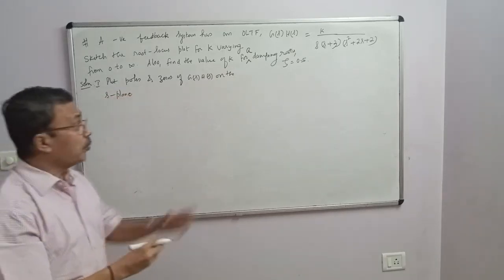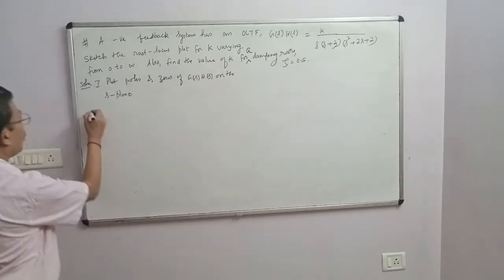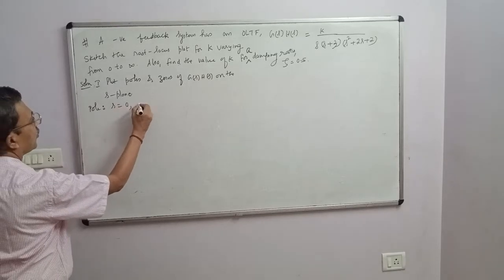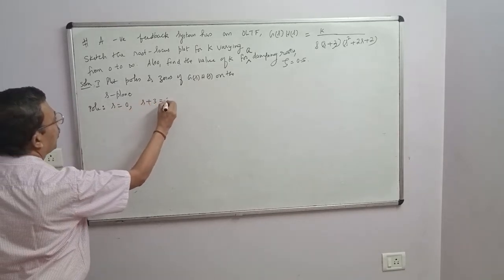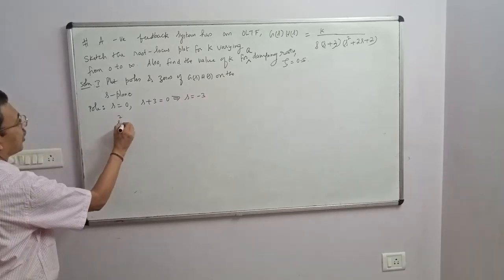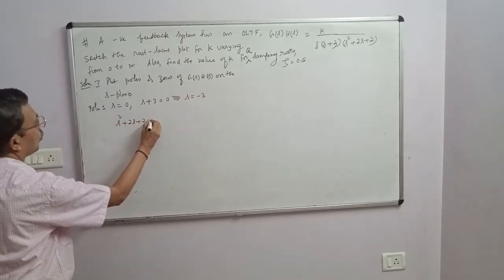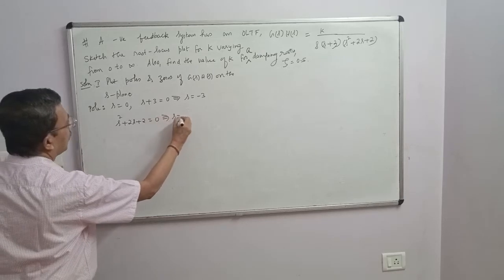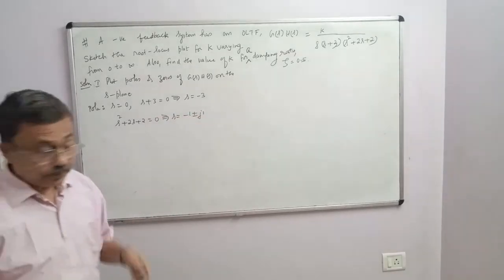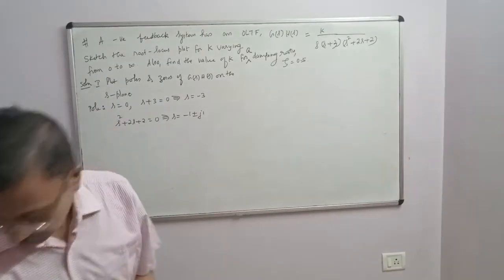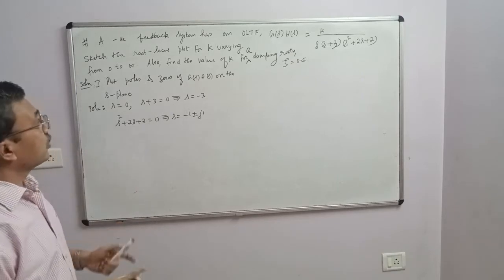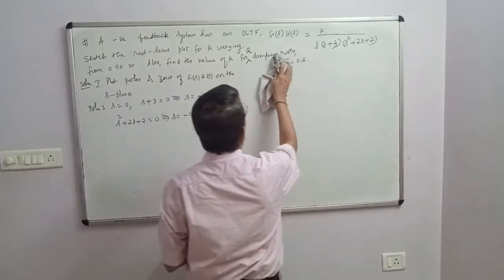Roots of the denominator polynomial are called poles. So poles are s equal to 0, s plus 3 equal to 0 gives you s equal to minus 3, s square plus 2s plus 2 equal to 0 gives you s equal to minus 1 plus minus j1. So I am going to mark the poles and zeros on the s plane.